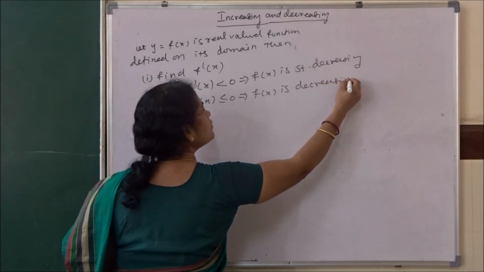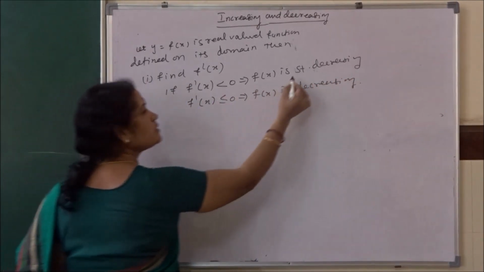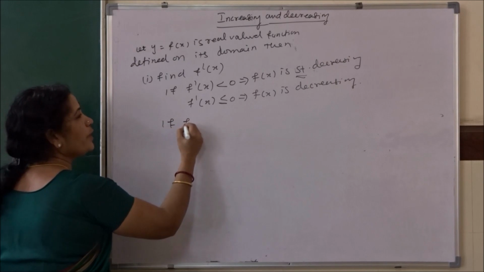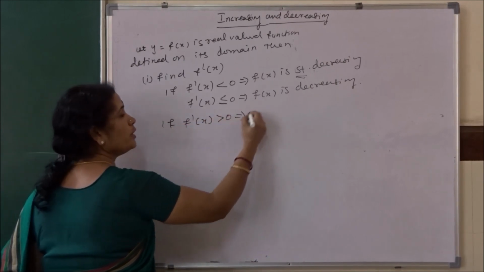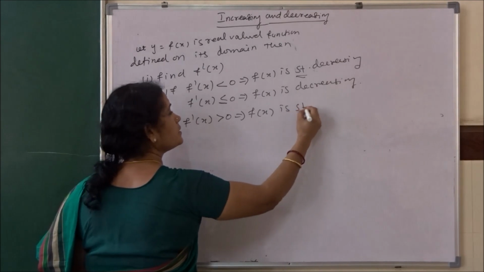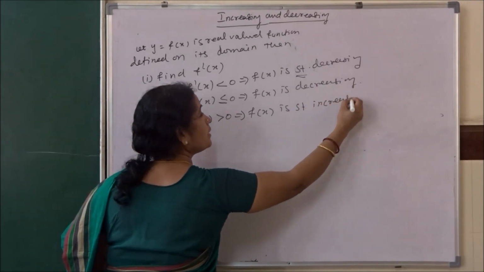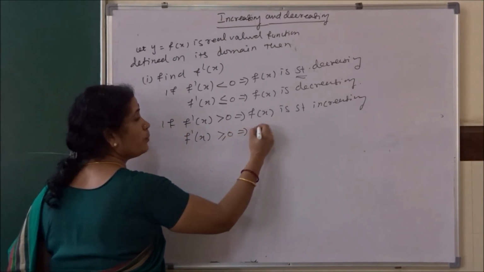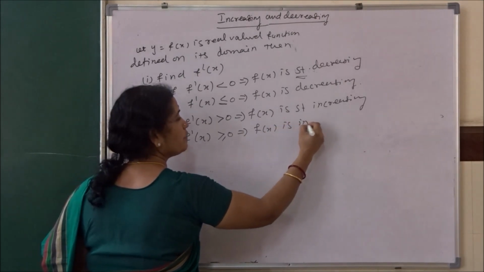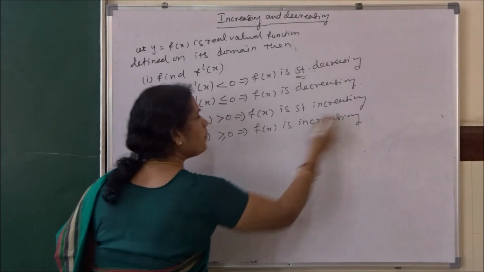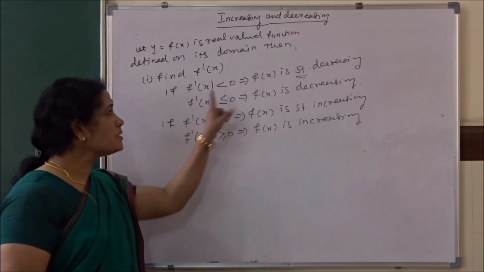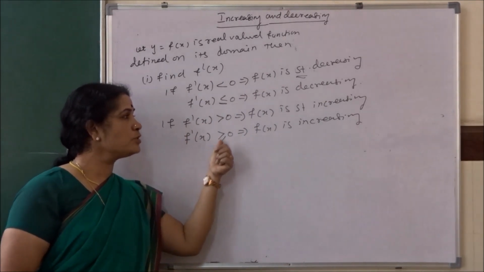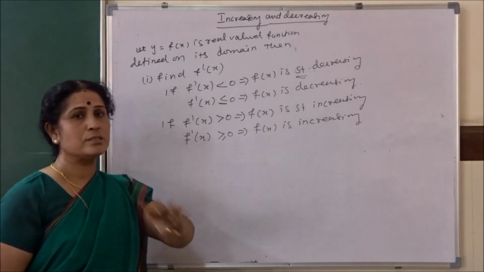Are you clear what is the difference between both? Strictly less than means we use the word strictly. With the equal to sign, we say simply decreasing. If f dash of x is strictly greater than 0, this implies f of x is a strictly increasing function. If f dash of x is greater than or equal to 0, this implies f of x is an increasing function. Clear to you? Nothing simple: find the derivative. If the derivative is negative, then it is decreasing. If the derivative is positive, then it is increasing. So the derivative test is quite easy.